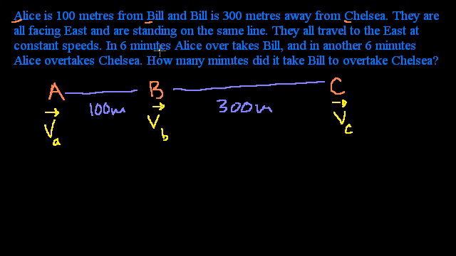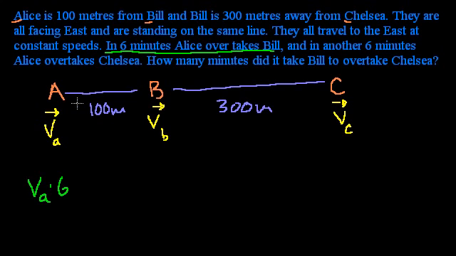All right, they all travel to the east at constant speeds. In 6 minutes, Alice overtakes Bill. So what has to happen? Let me do this in another color, green, and write down what that equation would look like. In 6 minutes, Alice overtakes Bill. So this tells us the distance that Alice travels in 6 minutes. What's the distance that Alice travels in 6 minutes? It would be the velocity of Alice times 6.